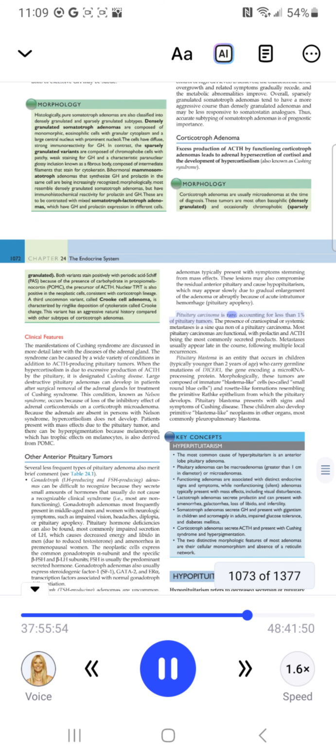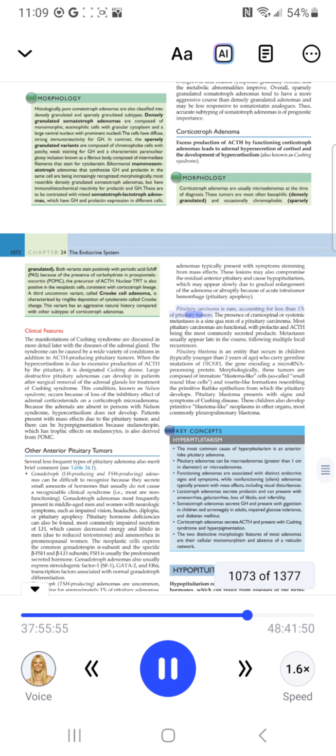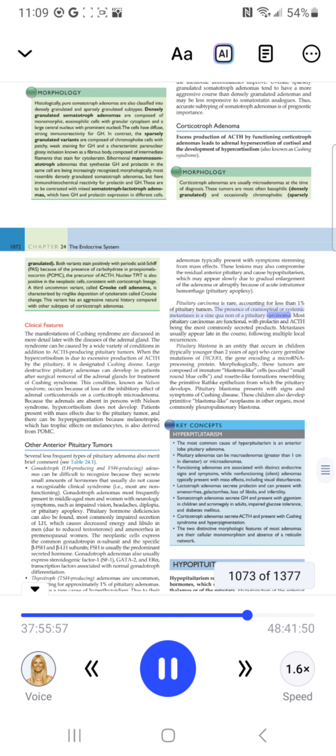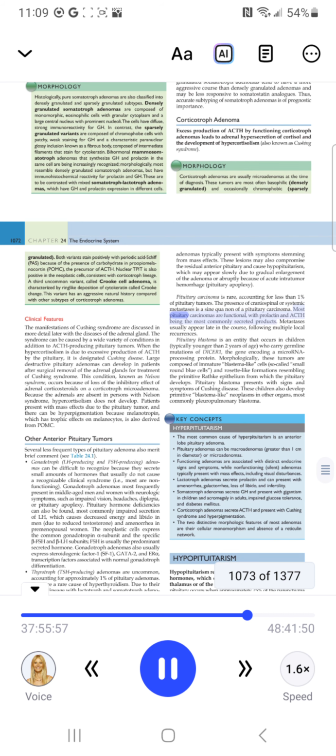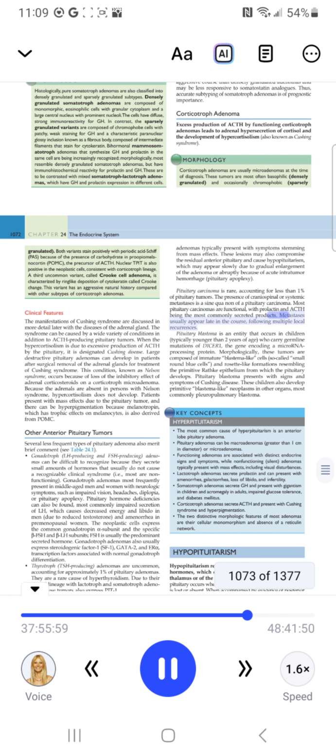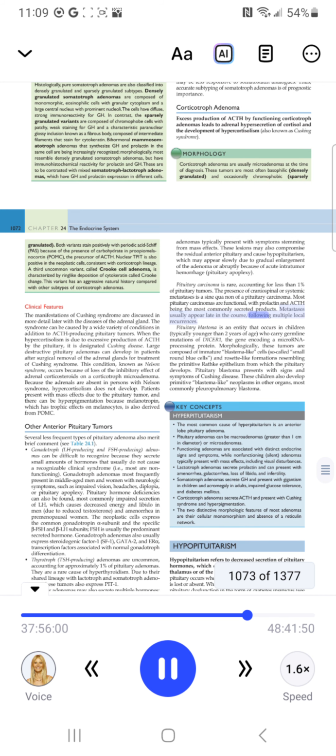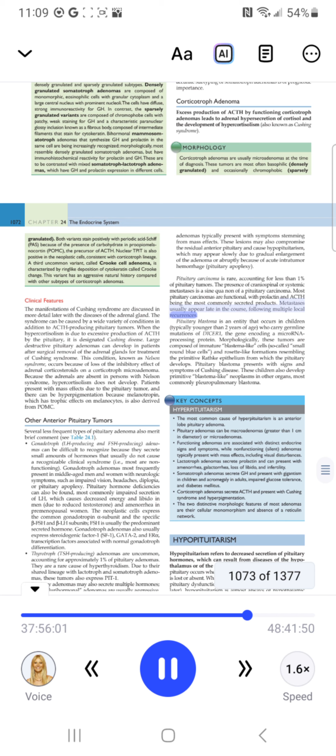Pituitary carcinoma is rare, accounting for less than 1% of pituitary tumors. The presence of craniospinal or systemic metastases is a sine qua non of a pituitary carcinoma. Most pituitary carcinomas are functional, with prolactin and ACTH being the most commonly secreted products. Metastases usually appear late in the course, following multiple local recurrences.